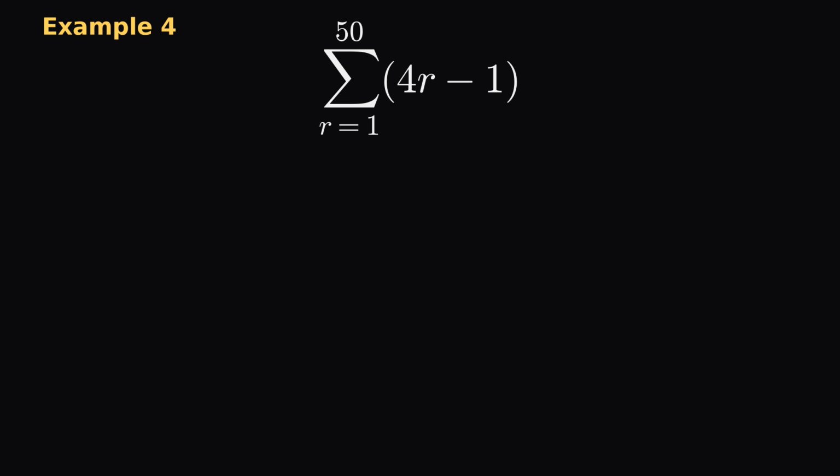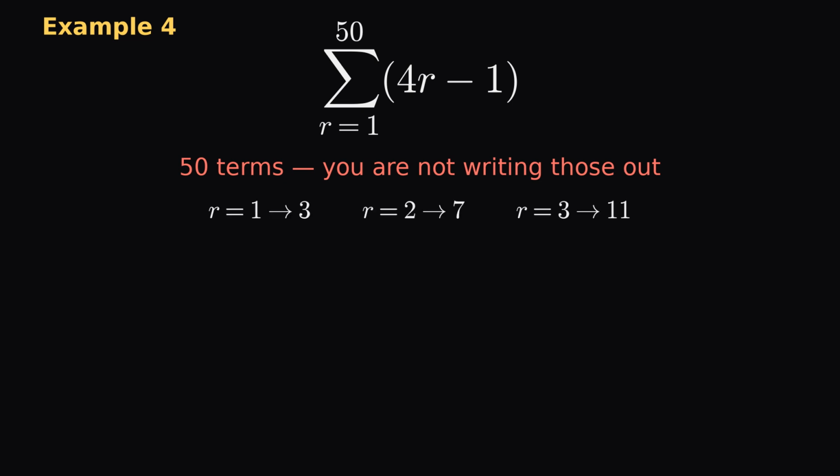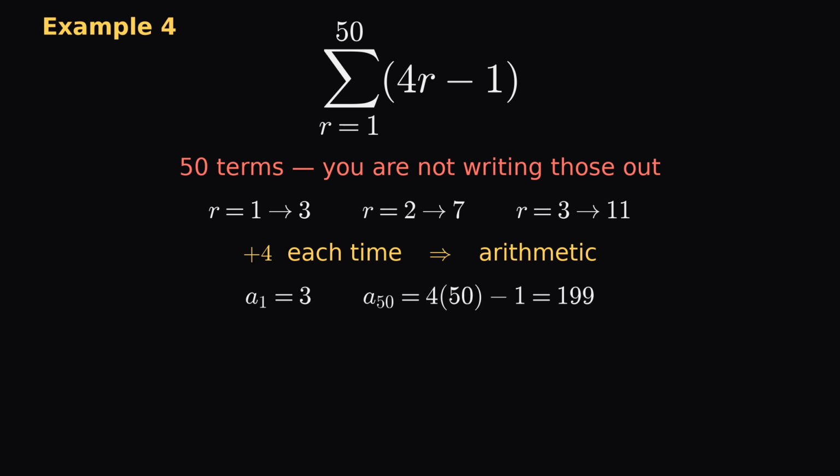Example 4. Evaluate the sum from r equals 1 to 50 of 4r minus 1. 50 terms. You are not writing those out. So work out what kind of sequence it is. R equals 1 gives 3. R equals 2 gives 7. R equals 3 gives 11. It's going up by 4 every time, so it's arithmetic. The first term is 3, and the last term, r equals 50, is 4 times 50 minus 1, which is 199.